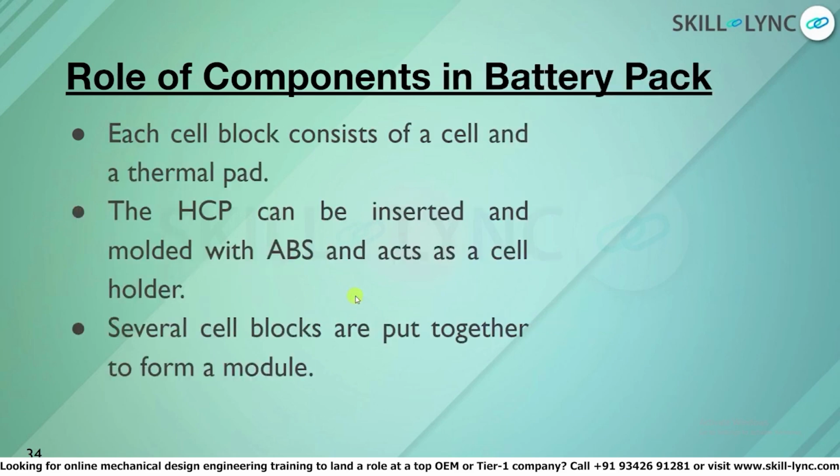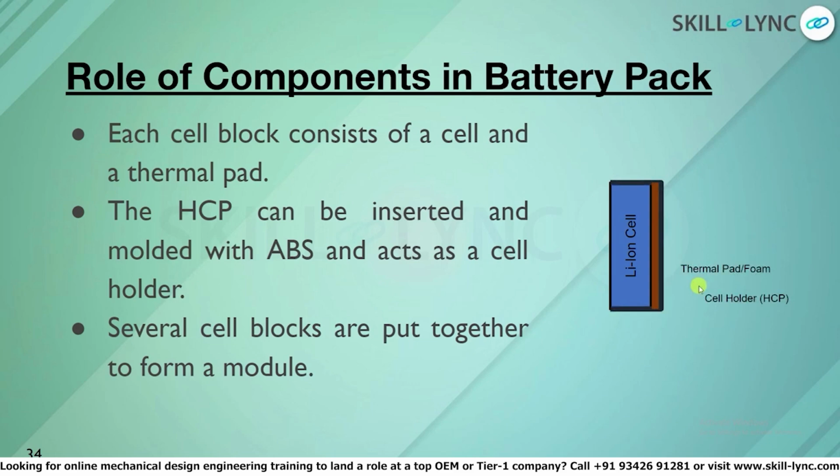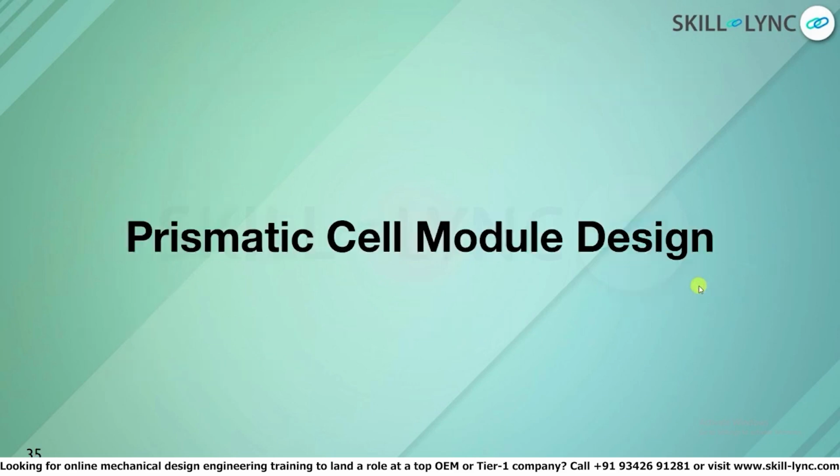So now we'll understand the role of components in the battery pack. This is basically a cell block. We have a lithium-ion cell and we have a thermal pad which is placed on it. And this can be a foam or it can be a pad. And then we have a cell holder which is coming on top of it. So this is how a lithium-ion cell block forms. So we have all of it together.